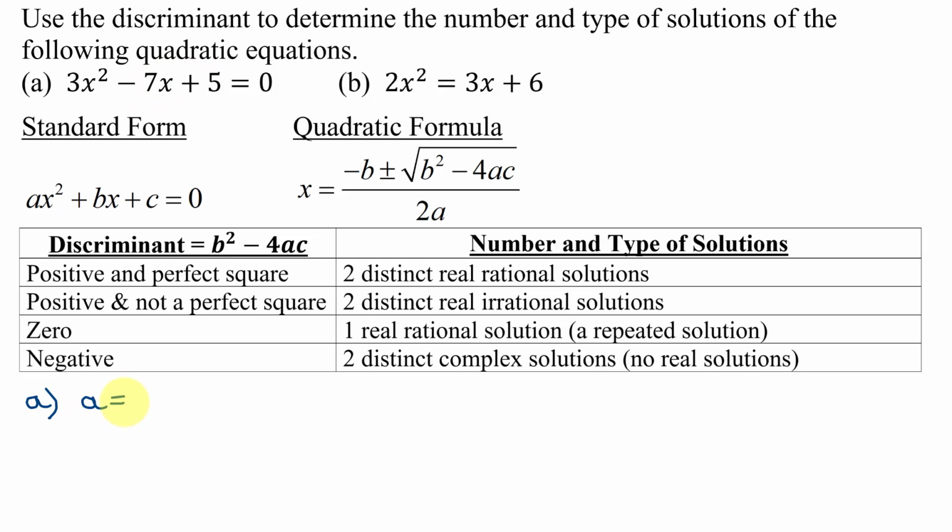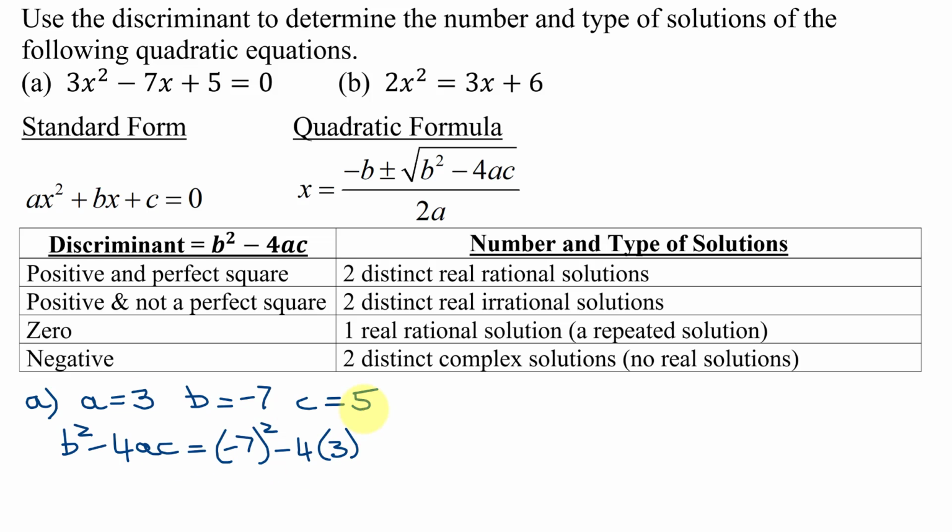So a, the coefficient of the x squared term, is 3. b, the coefficient of the x term, is negative 7. c is the constant term of 5. So the discriminant, b squared minus 4ac, is just b squared, so it's negative 7 all squared. You must put the negative 7 in parentheses, minus 4 times a, which is 3, times c, which is 5.